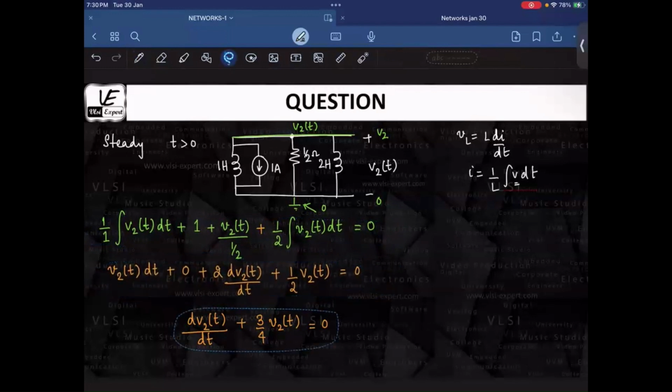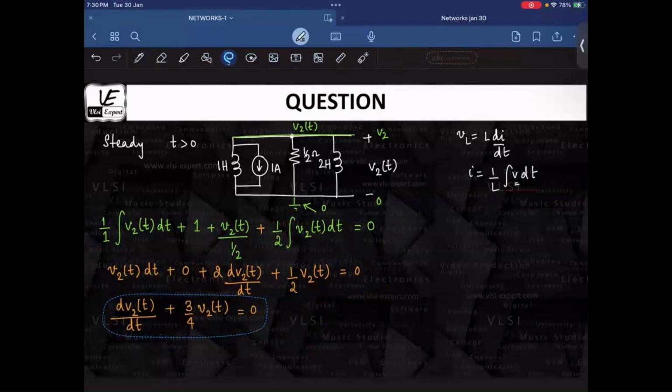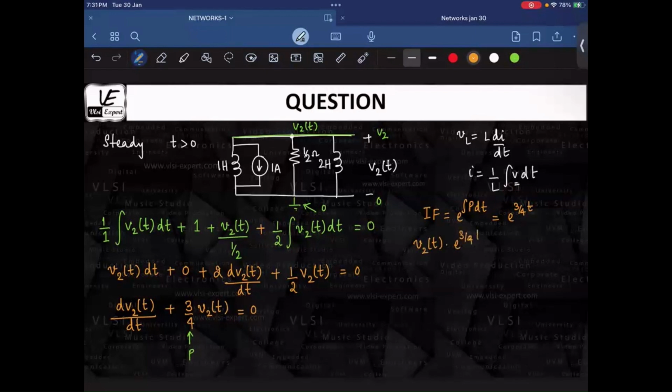So how do we solve this equation? This is a linear equation, a first order linear differential equation. So here, this is P. So you have this integrating factor. I think I had given you how to get the solution. Integral P dt, that is e to the power of 3 by 4 t, is the integrating factor. So the solution would be V2 of t into the integrating factor equal to Q, which is 0, into the integrating factor.